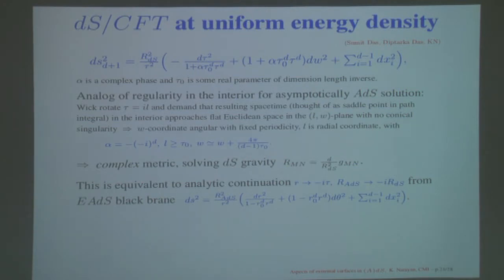Okay. So this is very similar to the kind of thing that one would do for a black hole, for example. In this case, what you find is that the W coordinate becomes angular with a fixed periodicity. This L then becomes a radial coordinate, which is the Wick rotated time, and this phase then gets fixed. Okay. So this phase is in general a complex phase, it turns out, and so this in general is a complex metric that solves de Sitter gravity. So it's an exact solution, and this entire procedure turns out to be equivalent to the analytic continuation from a Euclidean AdS black brane. Okay, so that's this.